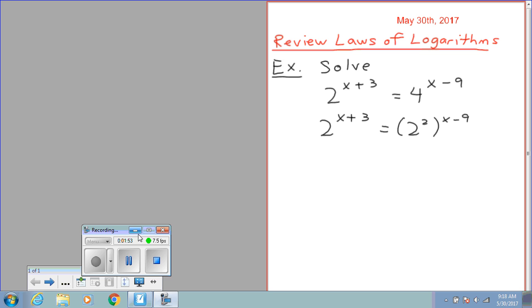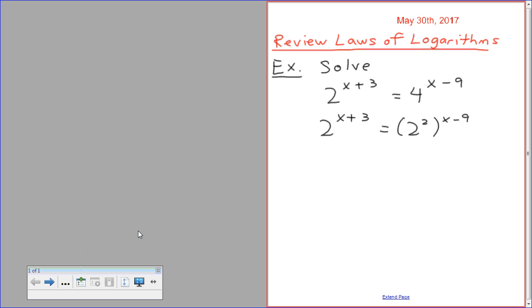Okay, let's use our power rules here. Can somebody be brave? Emma, unfortunately, you're next. 2 to the 2 to the x minus 9. What does that change into? I'm going to assume you said 2 to the 2x minus 18.